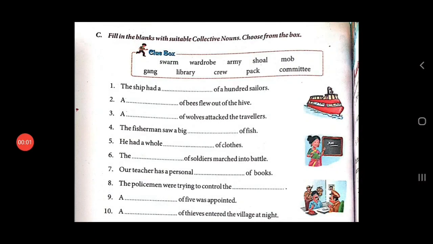The ship had a dash of 100 sailors. A collection of sailors, a group of sailors is known as crew. I picked that up from the clue box. So you have to first of all think, and then choose the appropriate one and write it down. So here, when we are talking about a collection of sailors, a group of sailors, which word is used? Crew. So the ship had a crew of 100 sailors. Now the rest you have to try by yourself.